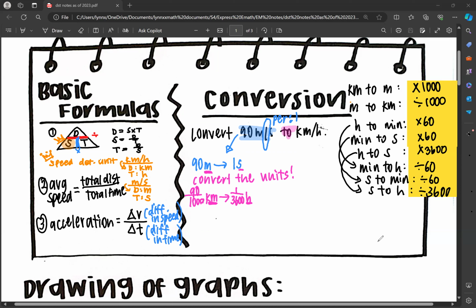So right now, I want to change highlighter color and change pen. Let's go to your purple highlighter and purple pen. Ultimately, at the end of the day, did they tell you how many km? Yes or no? Did they write 90 km per hour? Did they write 90 here? They don't tell you. So it means that this is what you want to find.